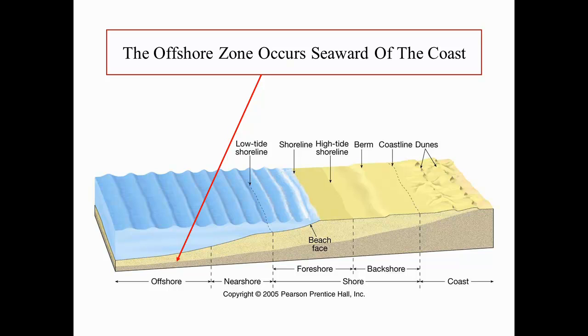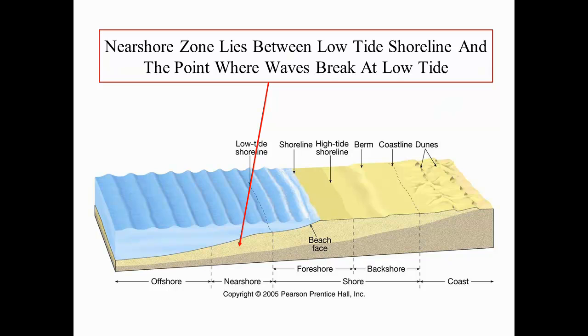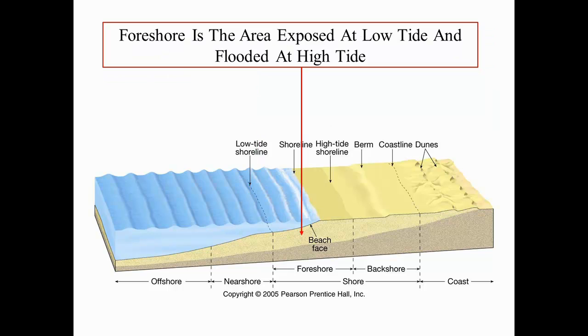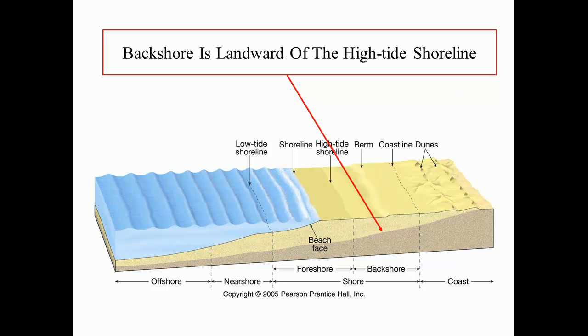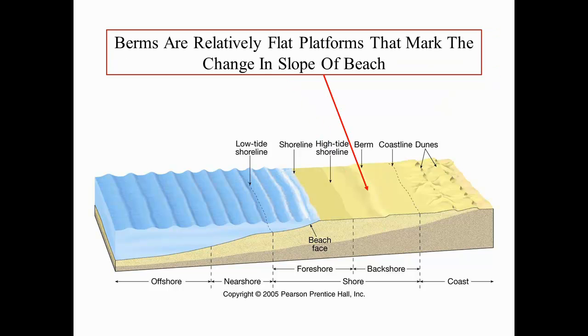But we can distinguish different parts of a coastal area, beginning with the offshore zone, which occurs seaward of the coast. And from there we have the nearshore, which lies between the low tide shoreline and the point where waves break at low tide. The foreshore is the area exposed at low tide and flooded at high tide. And further inland we have the backshore, which is landward of the high tide shoreline.